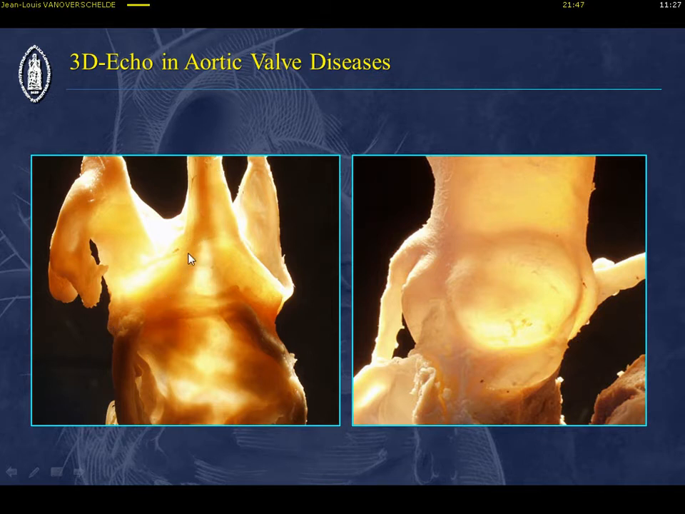This is just to show you the complexity, and the aortic valve has a semilunar implantation into the aortic root, and you see here very beautifully on this stentless valve the fibrotic reinforcement at the base of the leaflet's insertion into the aortic root and the interleaflet triangles.